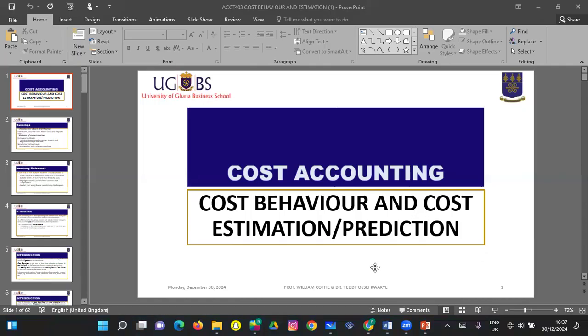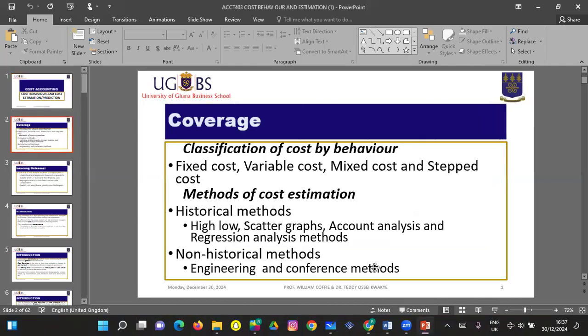So my name is Nehemiah and today I'll be taking you through cost behavior, cost estimation, and cost prediction. So basically, when we talk about cost behavior, we are talking about how cost relates or behaves according to output or activity levels. So that's basically what we are coming to do. We are coming to use some methods to estimate cost, how they behave, how they relate to output level or activity levels.